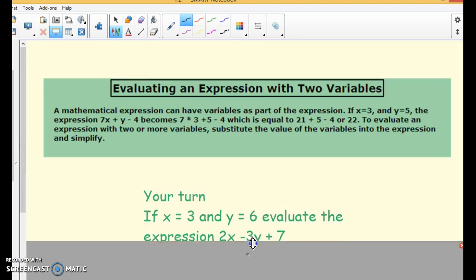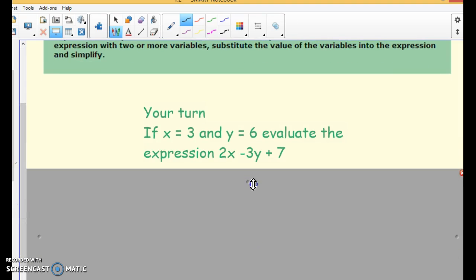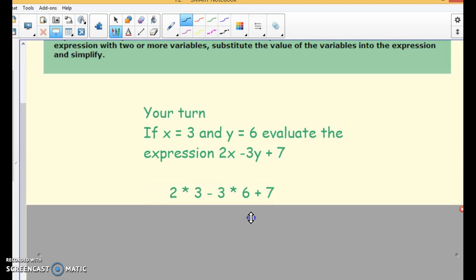Same thing here. I have x equals 3 and y equals 6, and I'm plugging in for 2x minus 3y plus 7. So if I plug it in, I know my x is 3, so instead of saying 2x, I'm going to say 2 times 3. I know y is 6, so instead of saying 3y, I'm going to say 3 times 6. And I'm just going to go down the line and solve my problem.